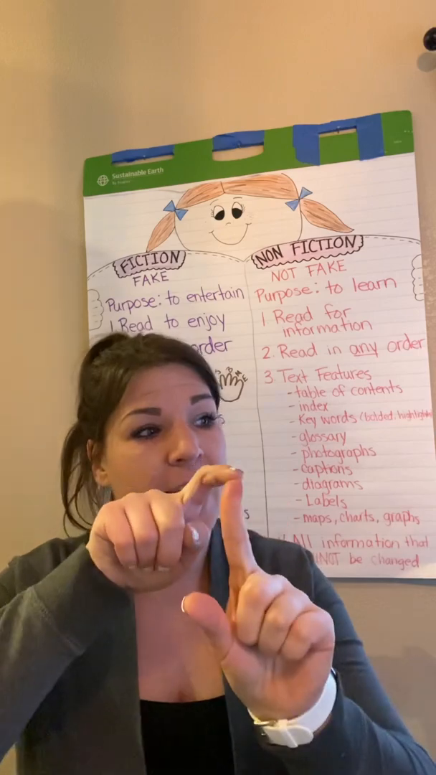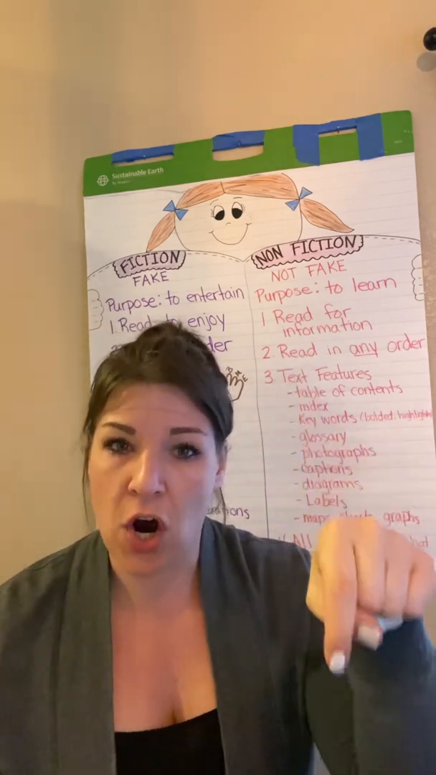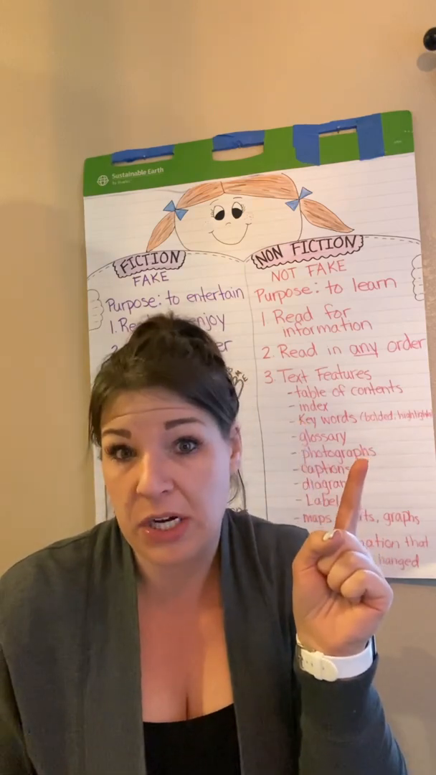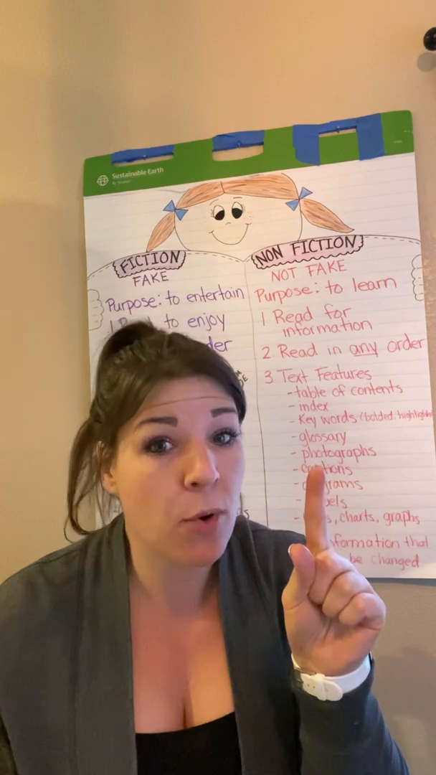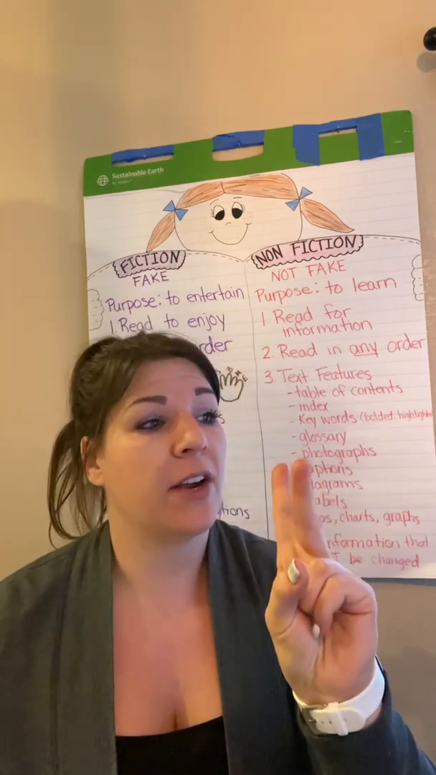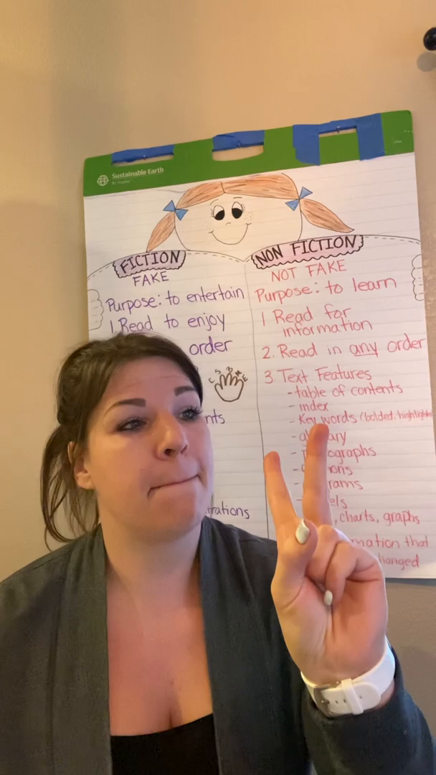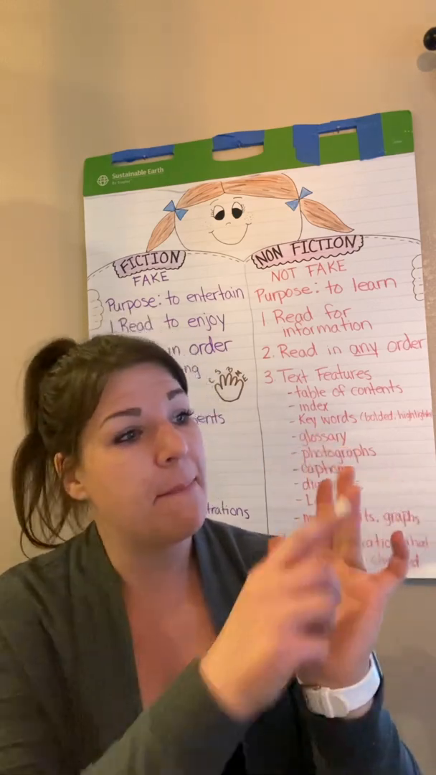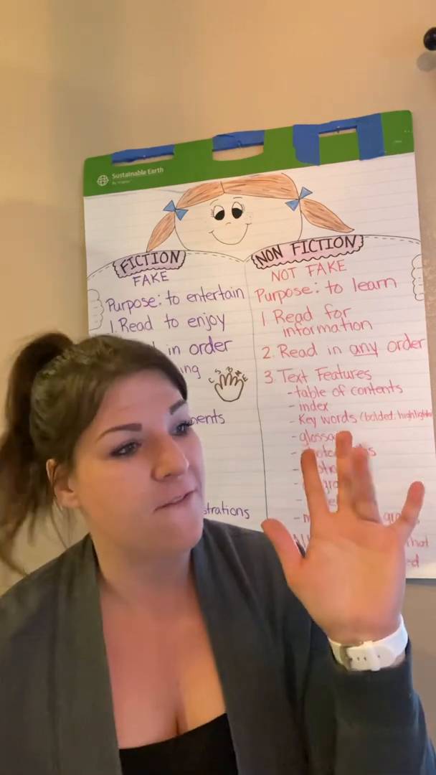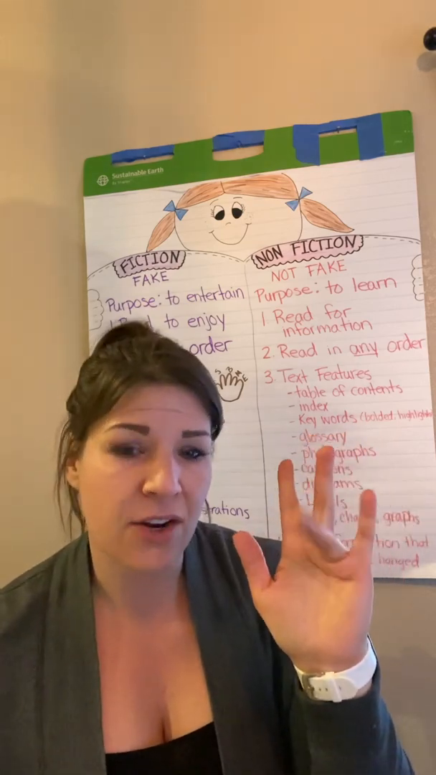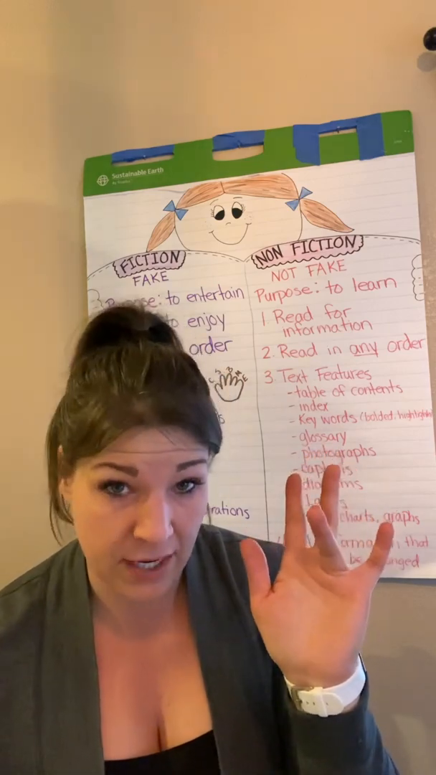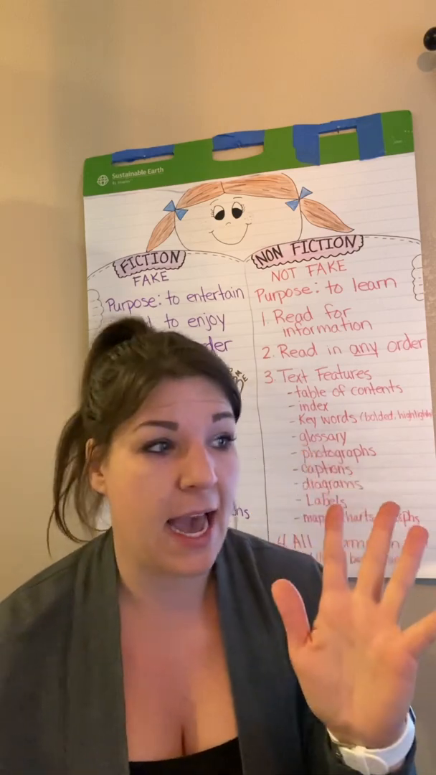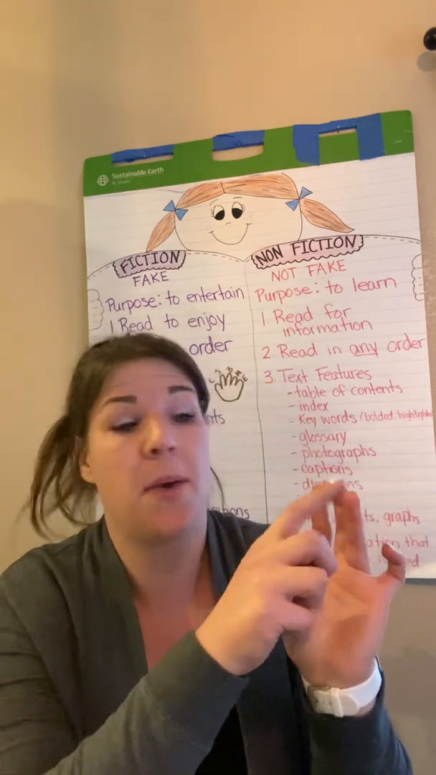Then we have our setting, where the characters are, okay? So the pointer finger is the setting. Where are the characters at in the story that I'm reading? There might be more than one. Then the middle finger is the beginning. So what happened first in the story? The ring finger is the middle, the events. What happens to the character and the problem, if there is one. And then the pinky finger is the end, the last thing that happened, or the solution to the problem.